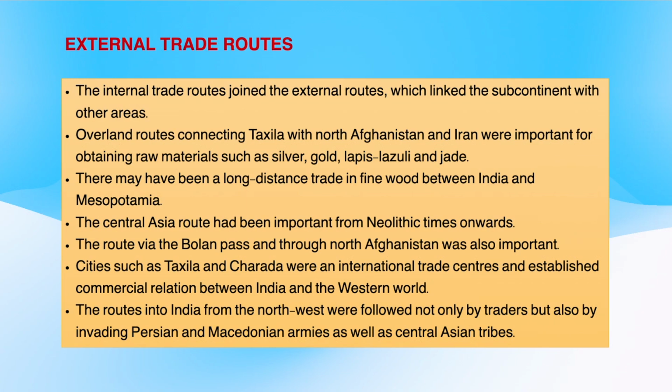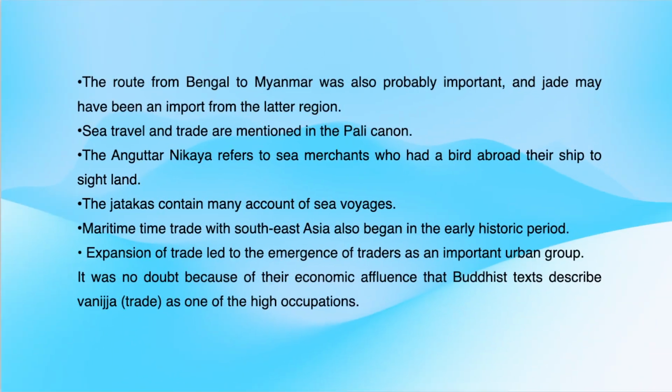Cities such as Takshila and Charsadda were international trade centers and established commercial relations between India and the Western world. The routes into India from the northwest were also followed not only by traders but also by invading Persian and Macedonian armies as well as the Central Asian tribes. The route from Bengal to Myanmar was important also for the import of jade.